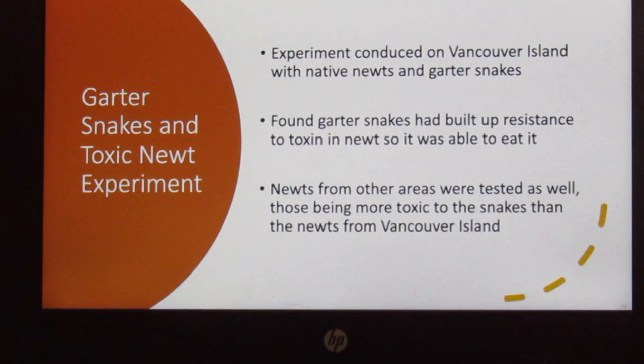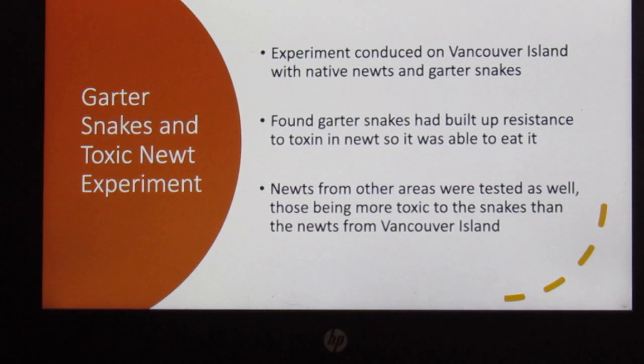The next experiment we're going to speak about is the garter snakes and toxic newt experiment. The primary weakness of the arms race analogy of coevolution between predator and prey is the paucity of direct evidence of predator evolution in response to adaptation of prey. Abrams, 1986.